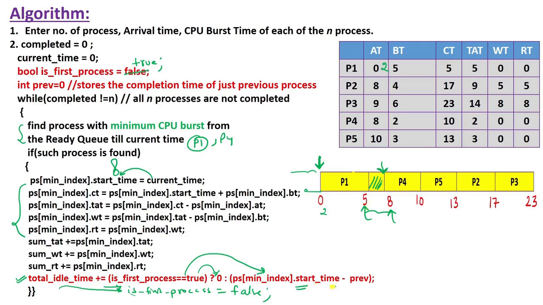The same thing I am doing here. The current process, designated by the minimum index, has a start time of 8. What is the completion time of the previous process? It is 5, stored here. So 8 minus 5 will give me 3. But the question is, have I saved 5 inside this previous variable? So what will happen when I run this code for P1?